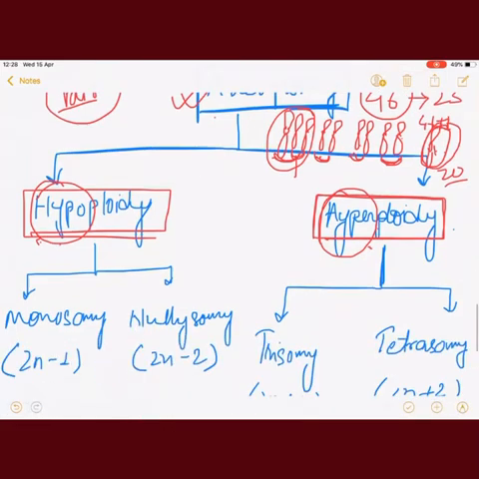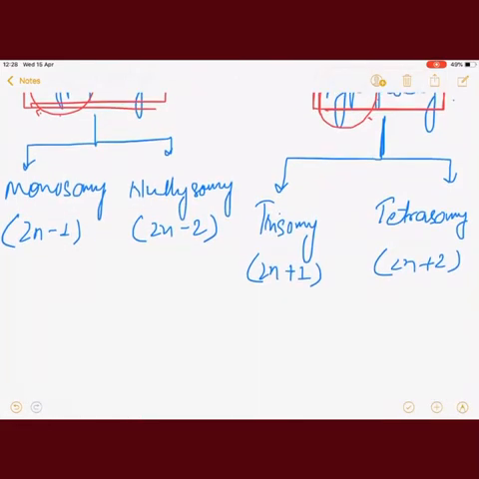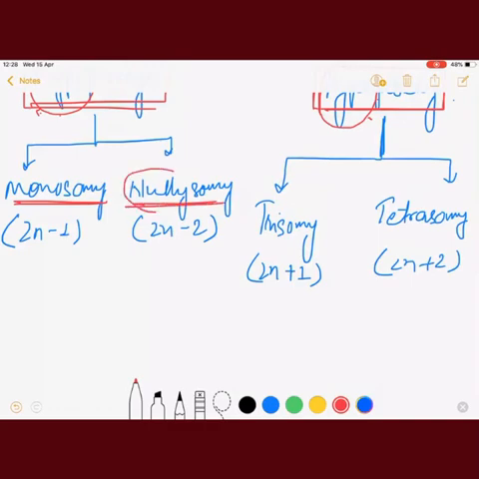Now you see, hypoploidy can be monosomy and nullisomy. Mono means 1, and nulli means no, 0. It means that in any pair there is only one chromosome in that individual, and you have come across this in genetic diseases. I suggest you watch my video on genetic diseases. There you will find the problems caused by monosomy or trisomy or tetrasomy. I have explained it there. So in monosomy there is only one chromosome in any of the pairs. In nullisomy there is no chromosome in any of the pair, it is totally empty.